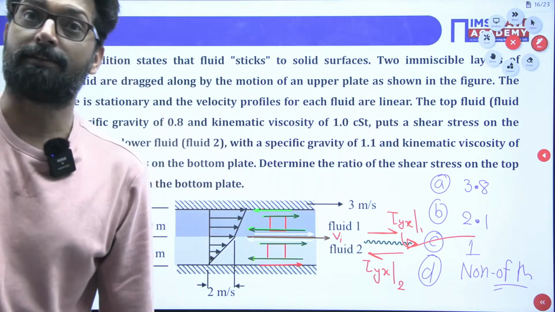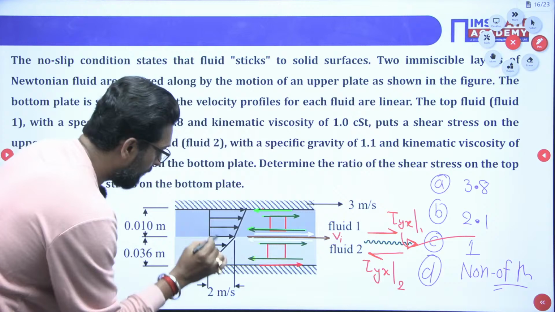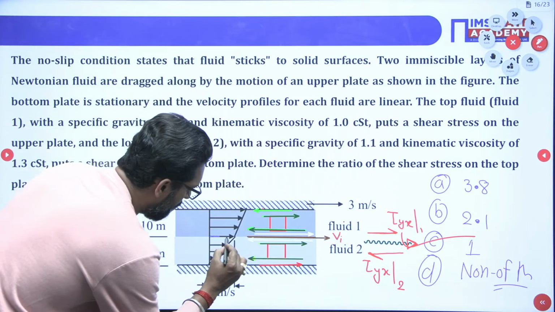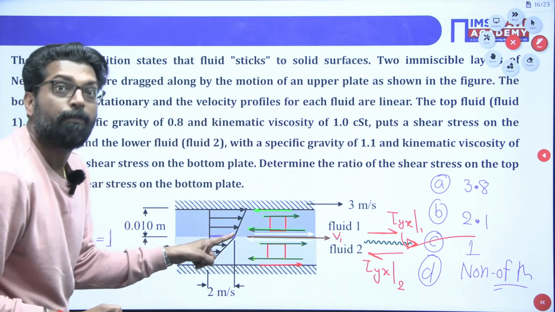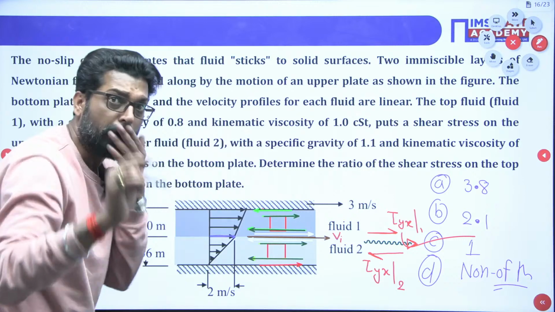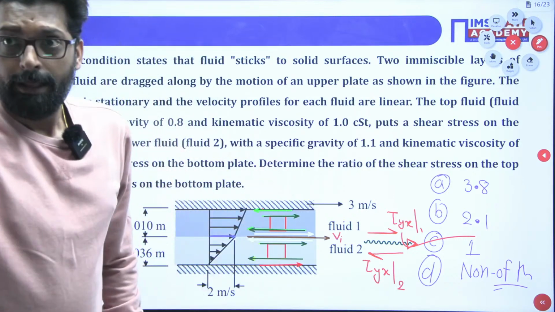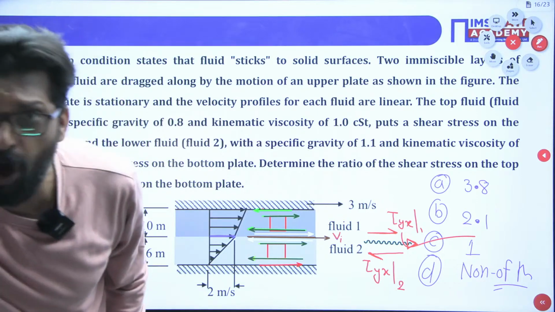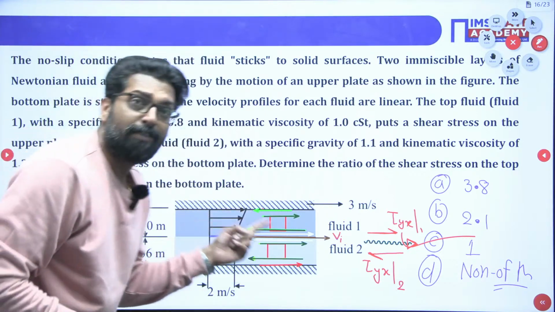Velocity is continuous, but velocity is... See, this is the velocity, and it is not continuous. Why? Because velocity is not continuous, while shear stress is continuous. Atul: Sir, in this case, velocity is continuous? No. Why would velocity be continuous? See, velocity is not continuous.